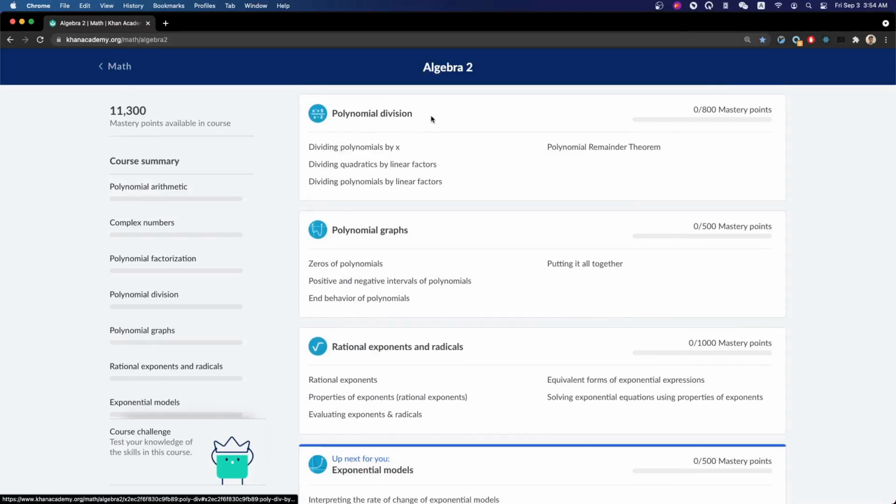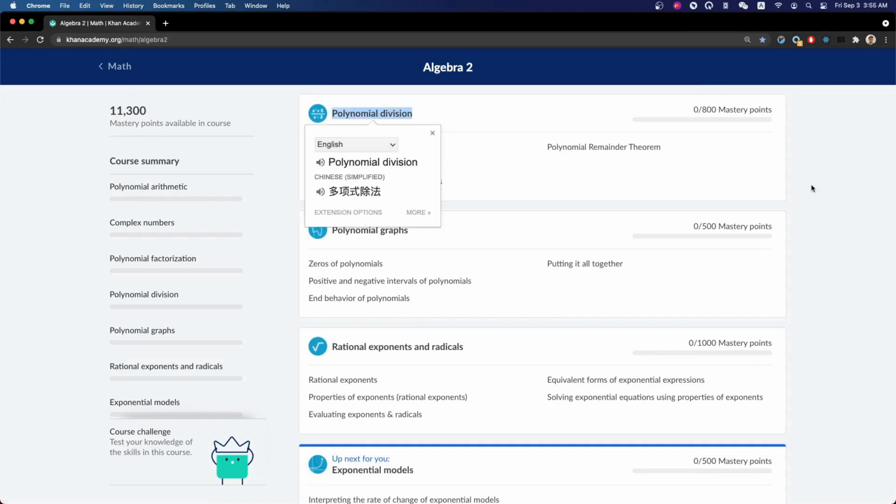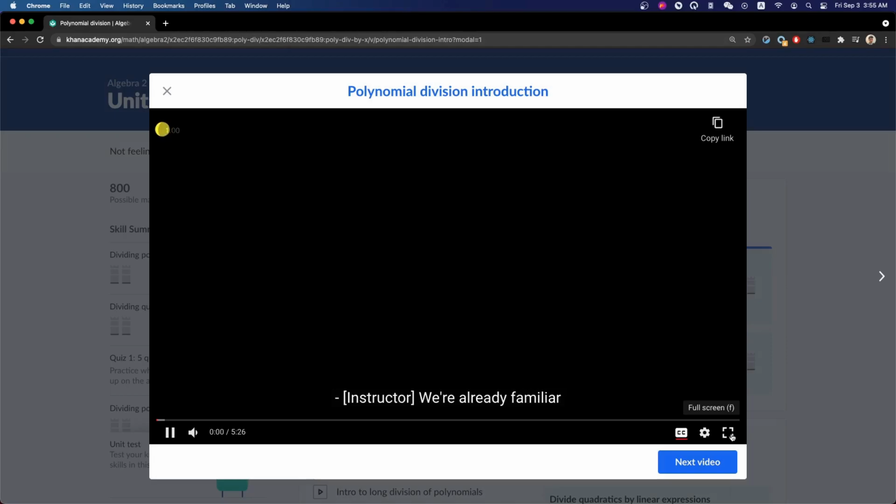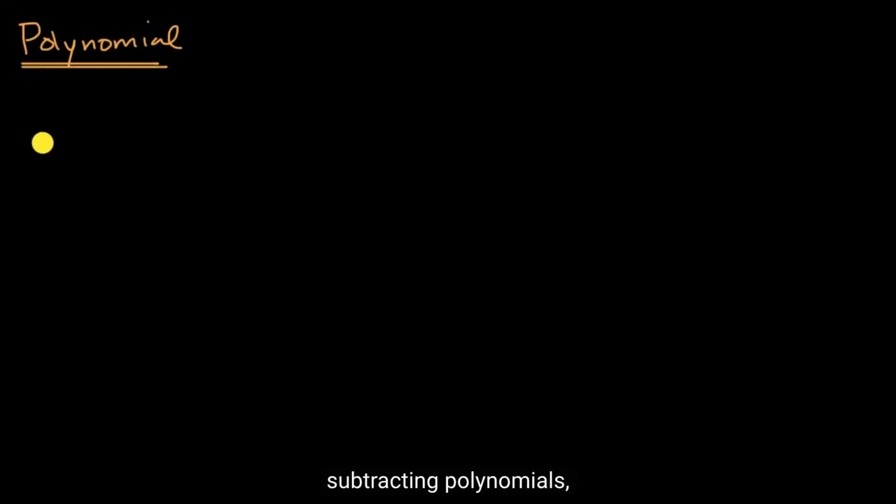Today we will try to get into the section Polynomial Division. We're already familiar with the idea of a polynomial, and we've spent some time adding polynomials, subtracting polynomials, and multiplying polynomials, and factoring polynomials. And what we're going to think about in this video, and really start to think about in this video, is the idea of polynomial division.